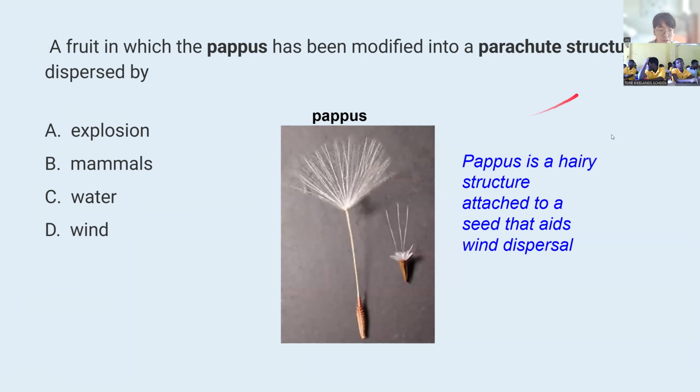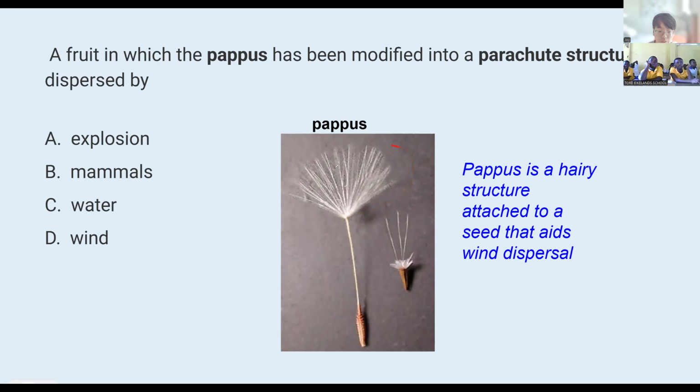A fruit in which the pappus has been modified into a parachute structure is dispersed by what? So this is a parachute structure. Can you see this? That is a parachute structure. This one. What do you think this is dispersed by? Looking at the shape.